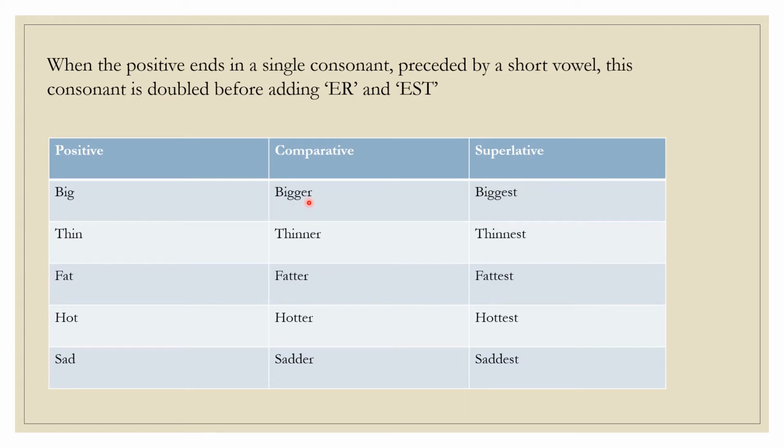In the comparative, you will add ER. So it becomes bigger. In the superlative, again, you have doubled the consonant G. You will write EST and the word is biggest, which is in the superlative degree. Another example: thin, thinner, thinnest. Fat, fatter, fattest. Hot, hotter, hottest. Sad, sadder, saddest. So when the positive ends in a single consonant preceded by a short vowel, the consonant has to be doubled before adding ER and EST.